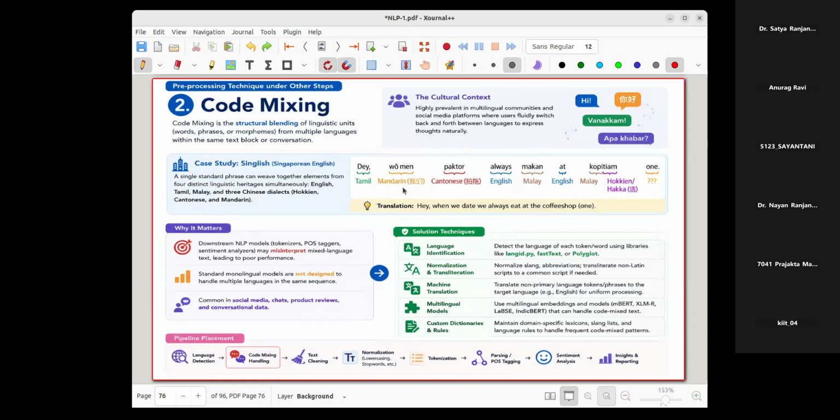Okay, so this is called code mixing. This is another pre-processing task. You have to identify whether your data is code mixed or not.